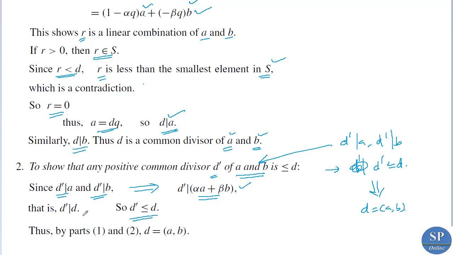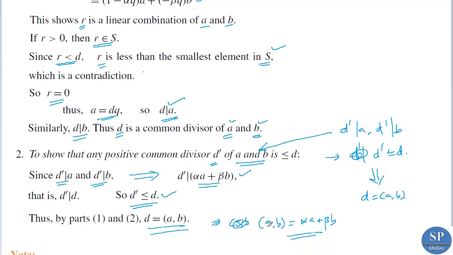Since D dash divides D, we have D dash is less than or equal to D. So from the first part we obtained that D is a common divisor of A and B, and from the second part we obtained that if D dash is any common divisor of A and B, then it is less than or equal to D. Therefore we get D equal to the greatest common divisor, GCD of A and B. That means we have GCD of A comma B is equal to some alpha A plus beta B, because we have D equal to alpha A plus beta B. That is, the GCD of two numbers is a linear combination of those numbers.